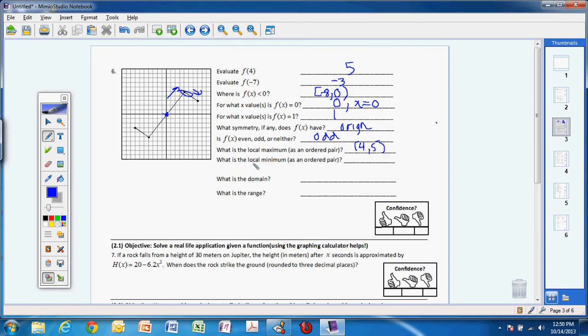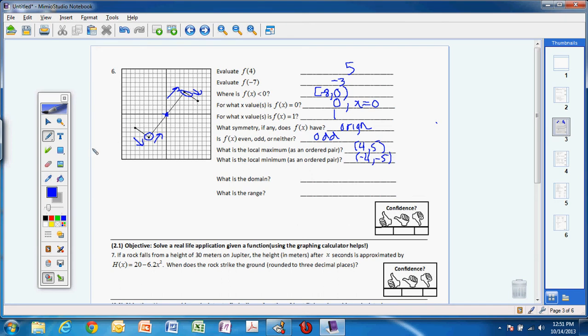Now similarly, where is the local minimum as an ordered pair? That's where it goes from decreasing to increasing. If I notice over here, I go from decreasing to increasing. So the ordered pair of that point right there is -4, -5. So I have a local minimum at -4, -5.